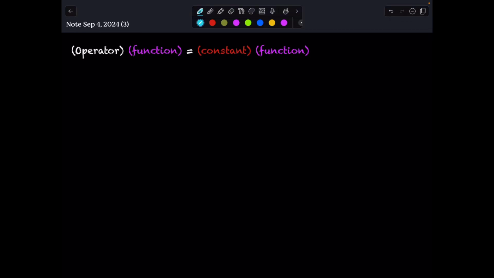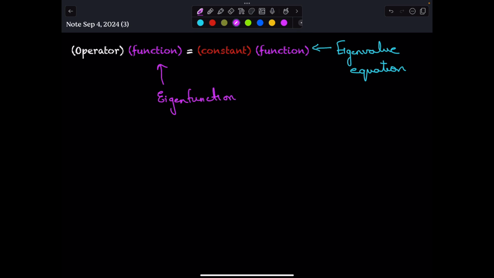In this video, we are going to study eigenfunctions and eigenvalues. If you have an operator operating on a function and that gives a constant times the same function back, that would be an eigenvalue equation. The function would be called an eigenfunction, and the constant would be called the eigenvalue.